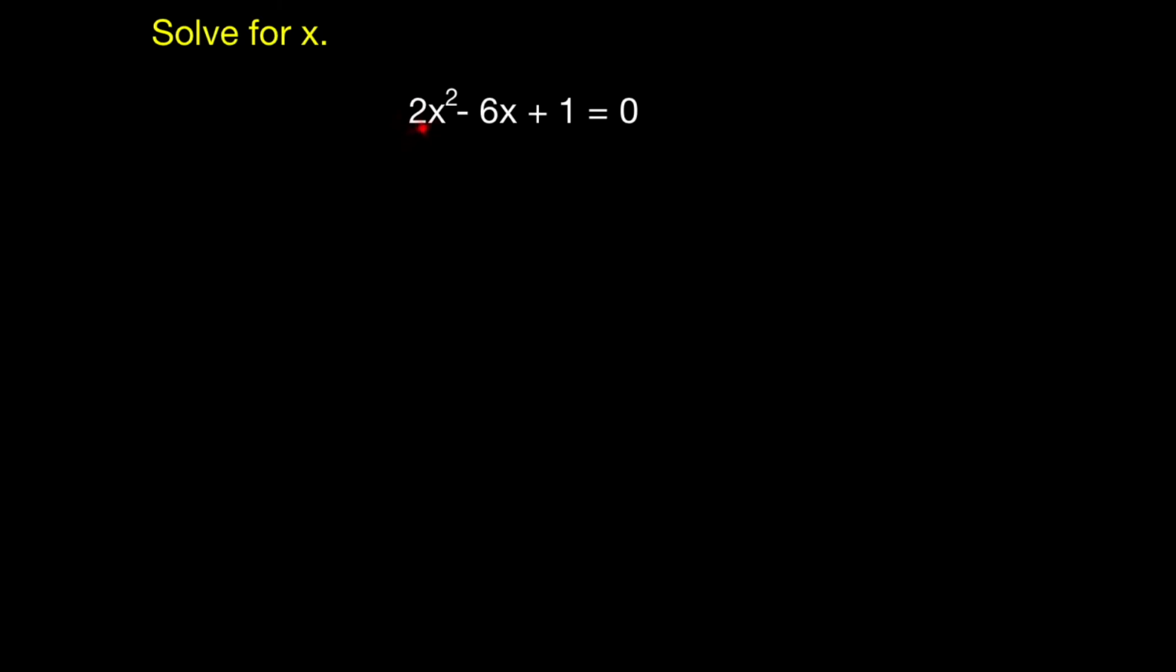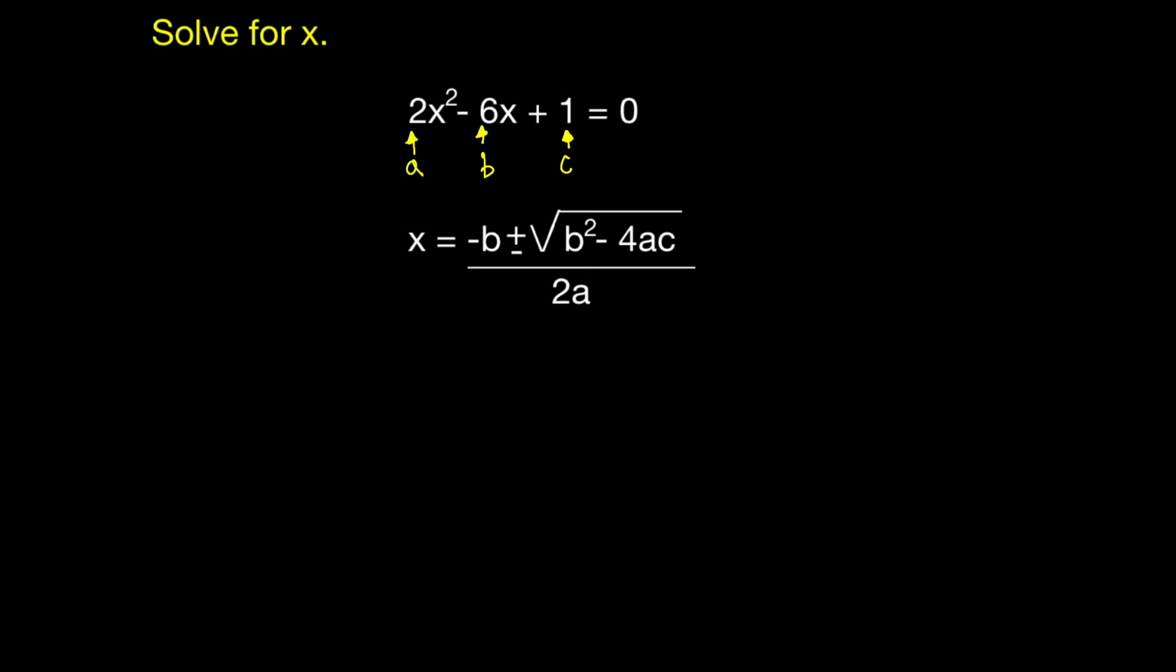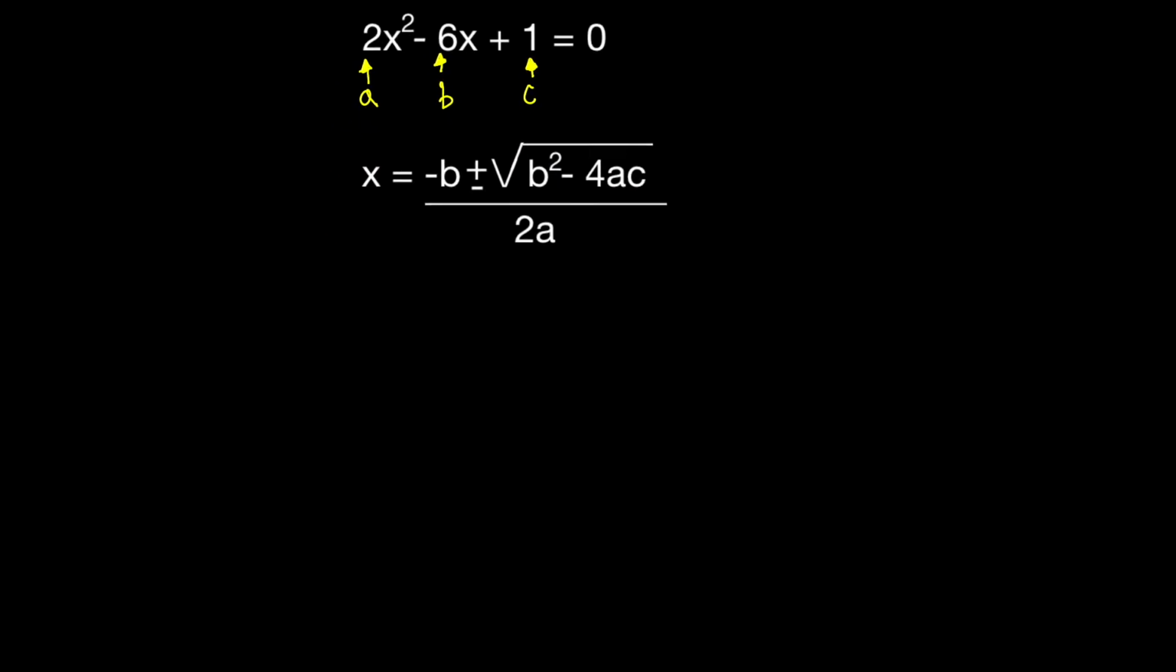Secondly, completing the square may not be the most efficient way, since we have a leading coefficient of 2, and dividing everything by 2, you're going to eventually get some fractions and odd numbers. We could do it, but here I think that the quadratic formula might be the best way to go. So I'm going to identify my a value, my b value, and my c value, and then I'm going to plug them into this formula.